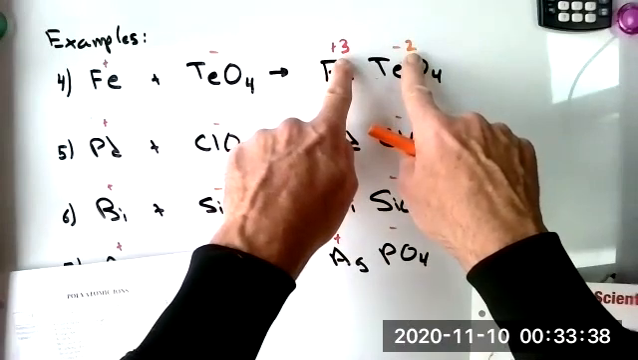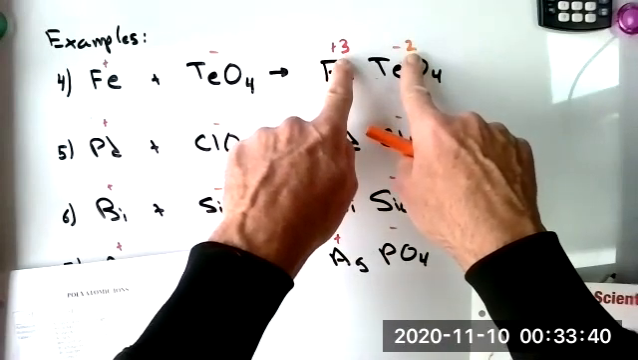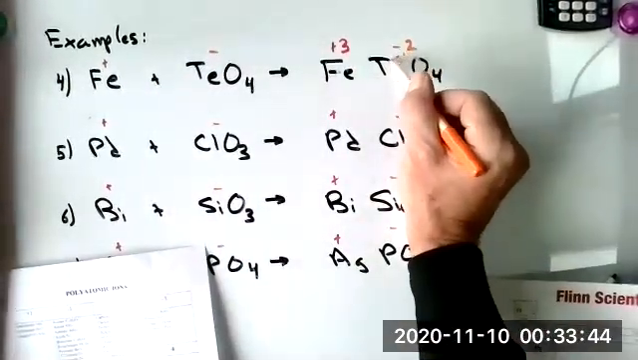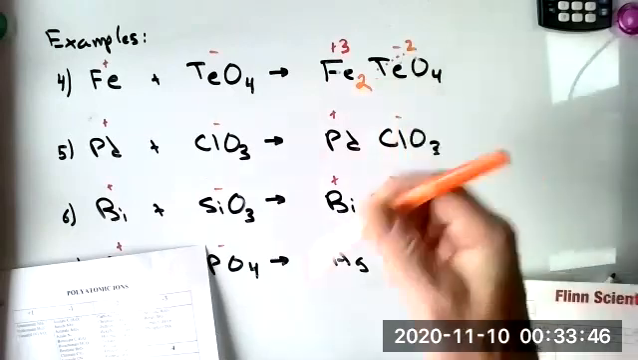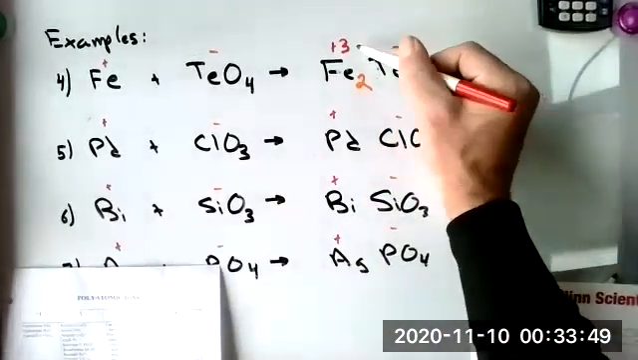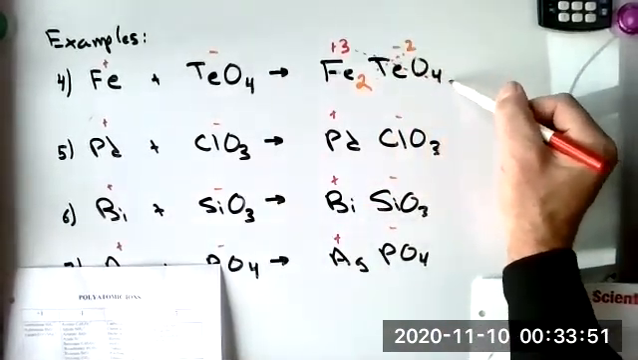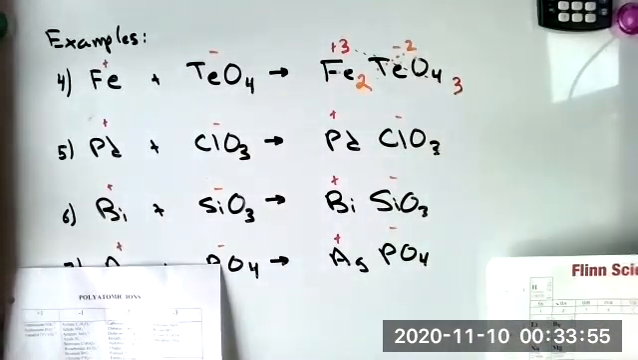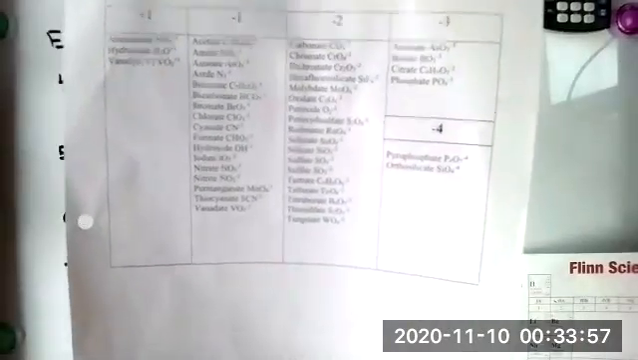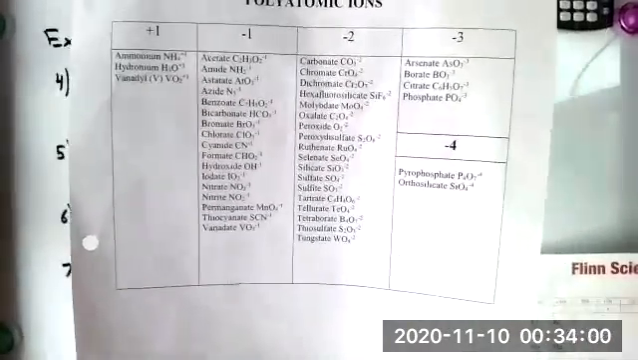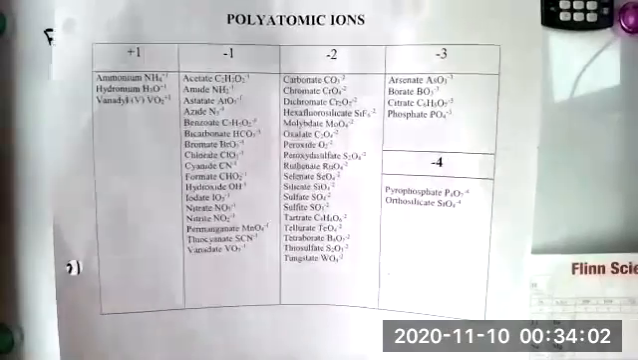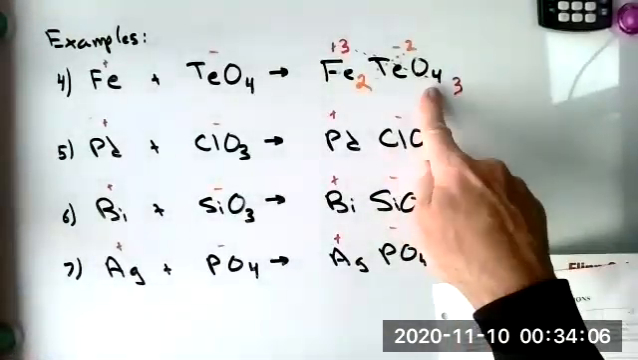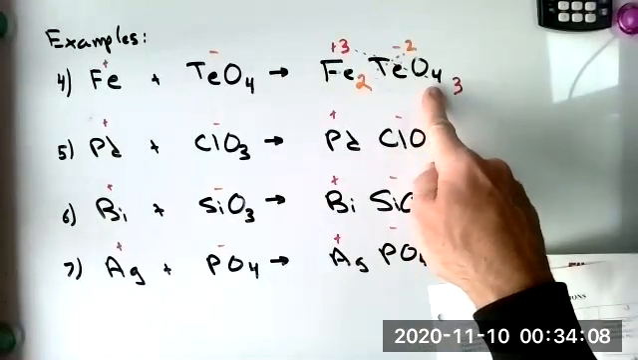Those two do not add up to 0. So I will drop the signs and cross those numbers. So this 2 is heading over here. This 3 is heading over here. But when you need 2 or more of any of these off of that polyatomic ion sheet, you must use parentheses. Because if you don't, it looks like you want 43 oxygens.